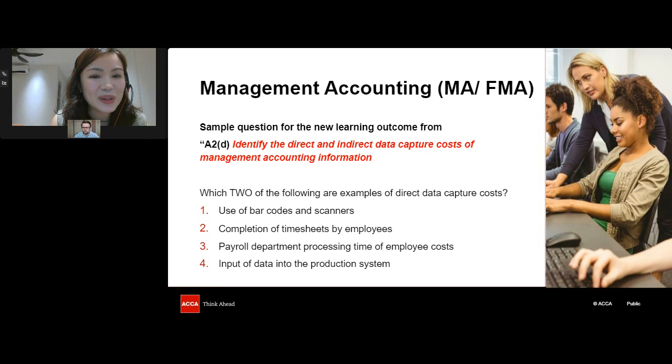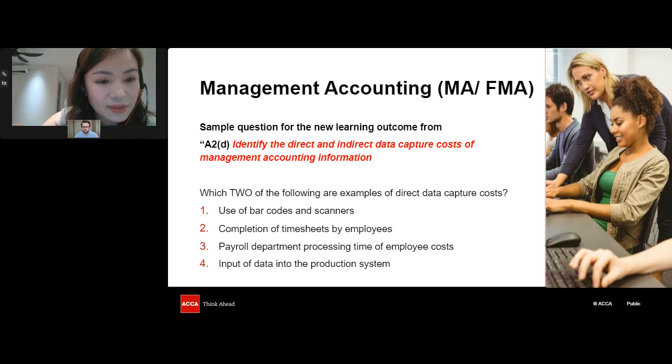Now, it's the sample question for another new learning outcome, again from MA, FMA. It's very much to identify the direct and indirect data capture cost of management accounting information. Students are required to choose which two of the following are examples of direct data capture cost. And of course, you need to understand what that is all about. For example, how an organization captures data and subsequently processes it into information. We understand how important this information is, as management data processed into management information always supports managers in planning, decision making, and of course control. That's the reason why in the syllabus candidates are required to learn about budgeting, decision making, and variance analysis.